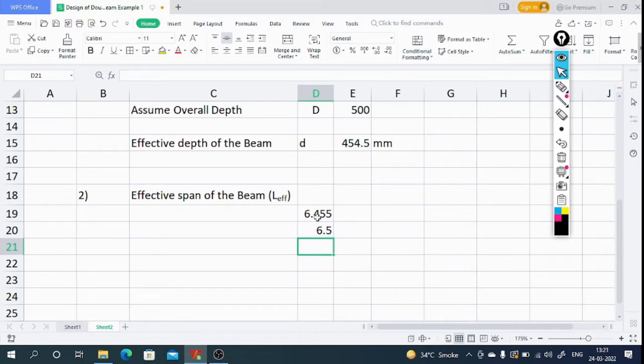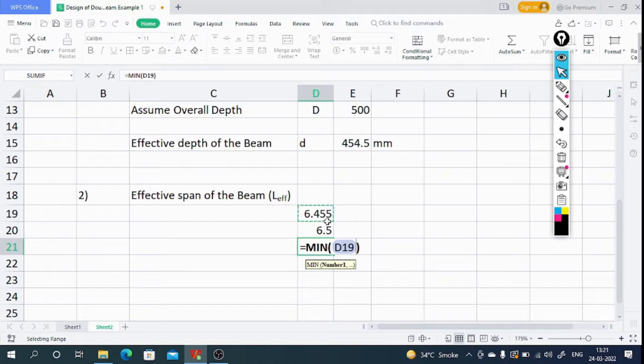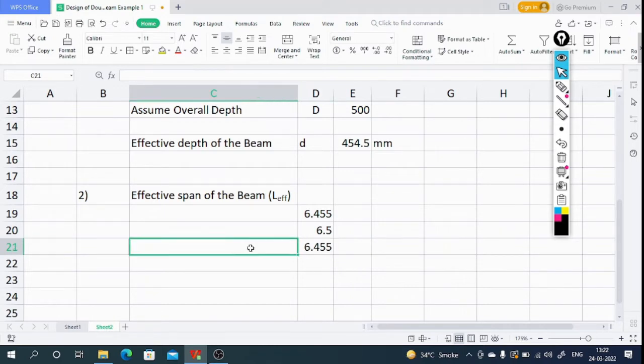So what we need to consider? We need to consider the least of these two values, and one function is there. That function is called the minimum function. Automatically it will take the minimum of the two. Minimum function, this, and you have to select the variables. These two variables I am selecting, and automatically it shall take the minimum value or the least value out of those two values. So we are getting here L effective equal to 6.455.